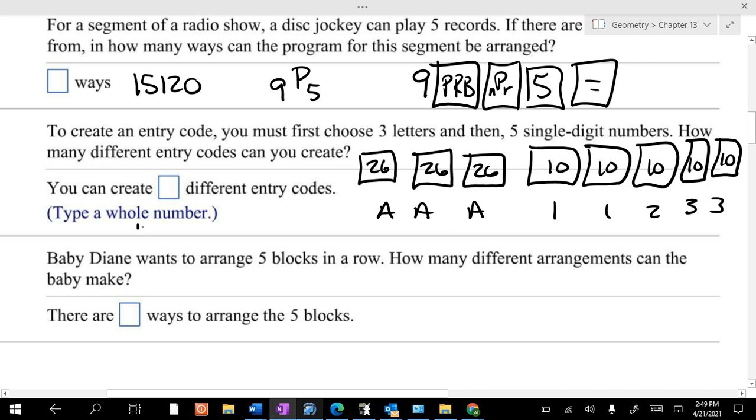I think it's bigger than 17,000, isn't it? Or is it 17,000? 1,000,000, yeah. 1,757,000. 175. 1,757,600,000.